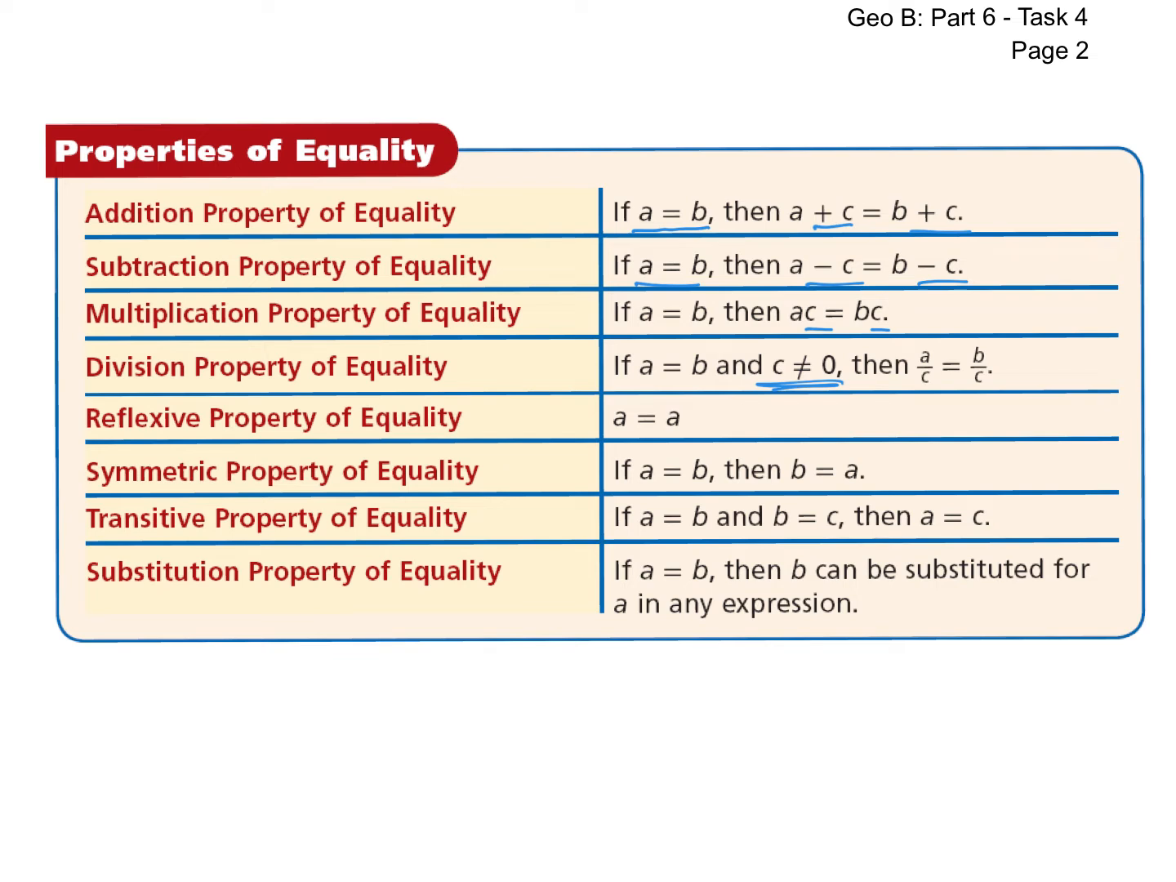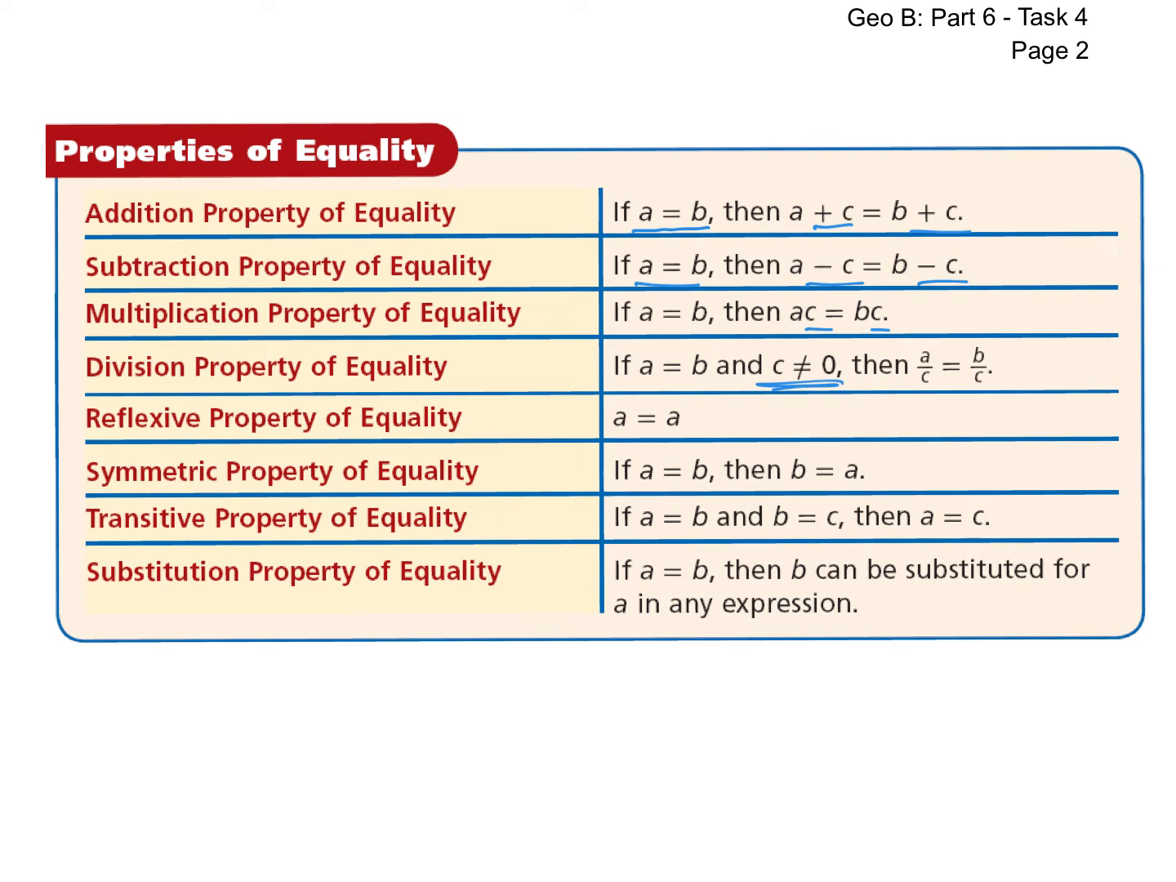Now, this is a weird one. The reflexive property of equality says that a equals a. That's very obvious, but that's why proofs are so rigorous, is that even the smallest things like something being equal to itself has a name and can be used to justify an argument.